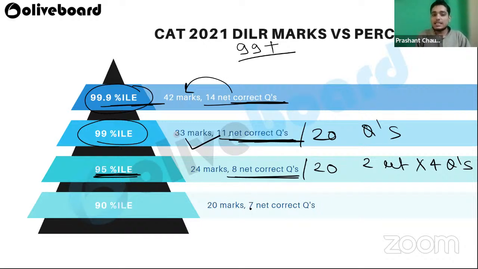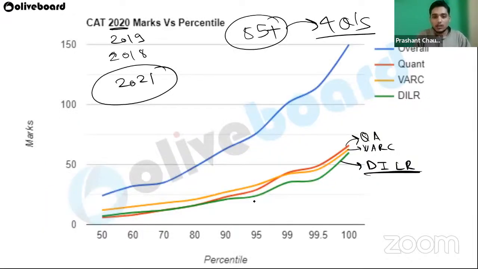Now, moving forward, 7 net correct questions. Here the competition rises. Let me go back again to the curve. If you come back to 90, DILR is also not that tough. But as we move up from 90, as we move along the curve, this gap is increasing. So from 90 to 99.5, DILR is really the toughest.